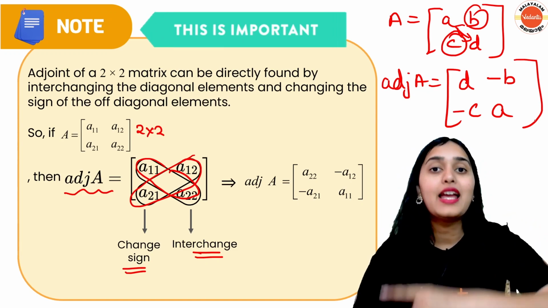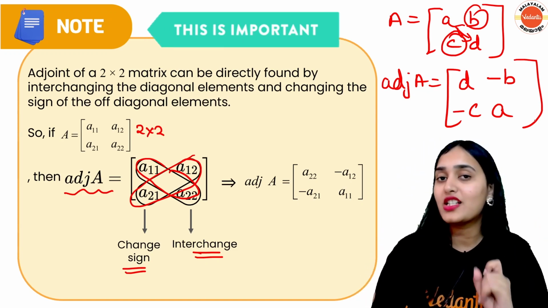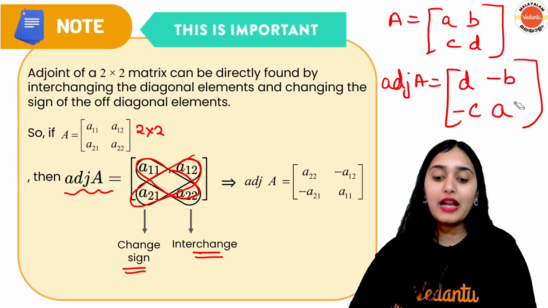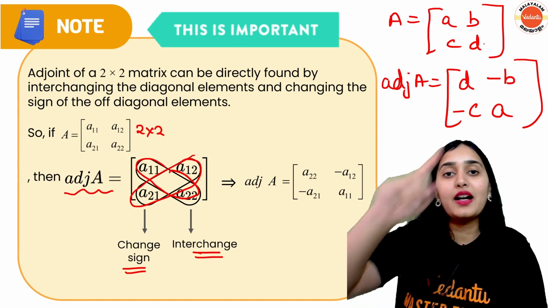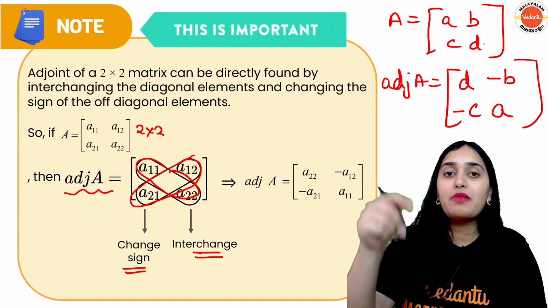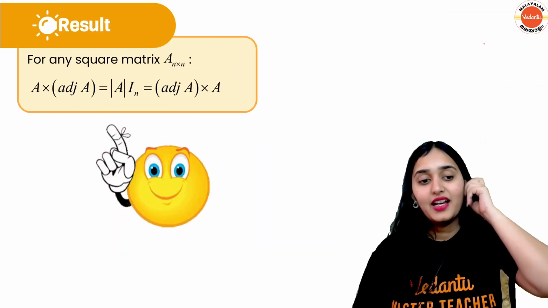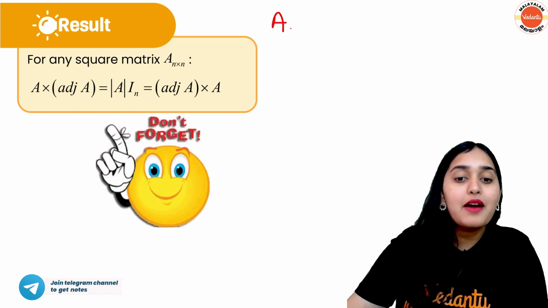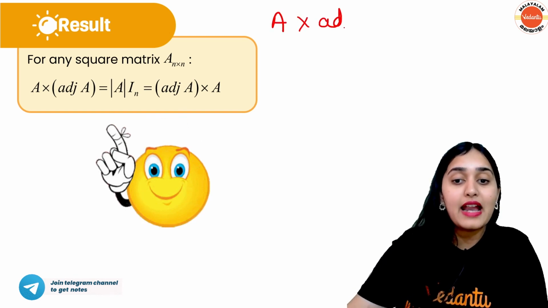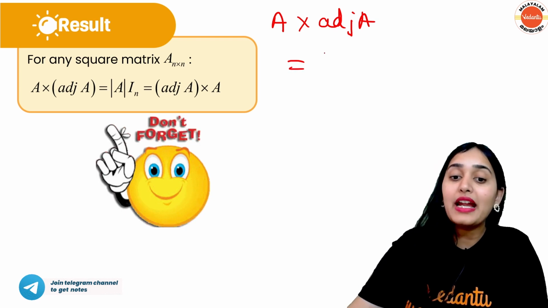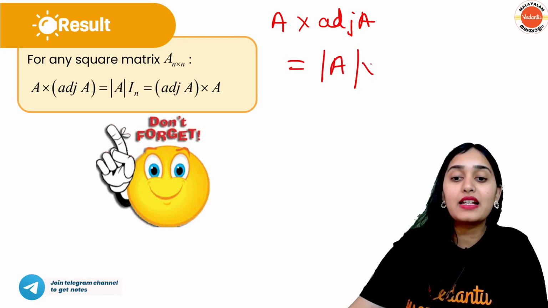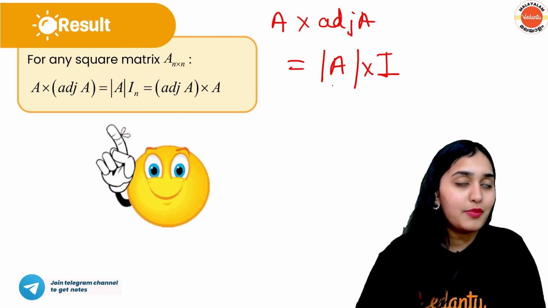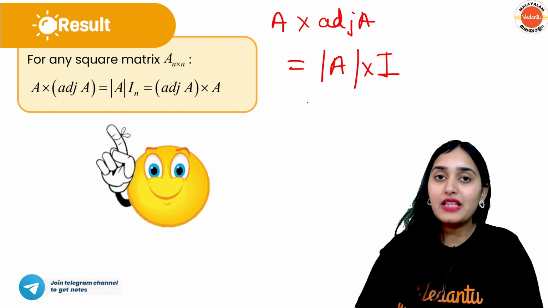Now this is important. Every year a question is asked based on this formula. So if your matrix is this, then your adjoint will be this. Okay, AD becomes DA, B and C become minus B and minus C. Okay, now one important property is there: if you multiply a matrix with its adjoint, then you get the determinant of the matrix multiplied with the identity matrix, because determinant is a number. Number multiplied with identity matrix.